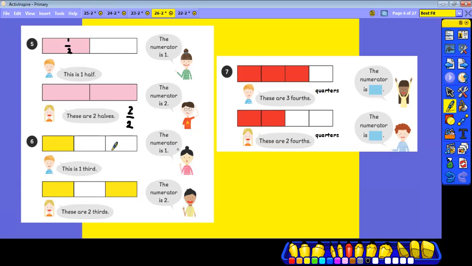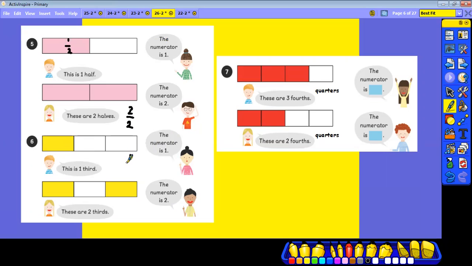Here in this picture with the yellow rectangle shaded, we've got Ruby saying the numerator is 1 because 1 part out of how many? 3, so it makes them thirds.